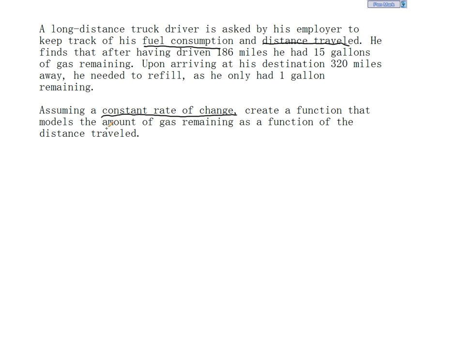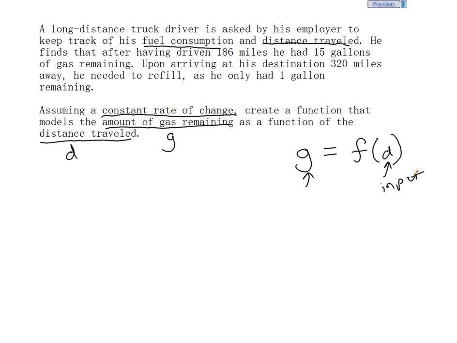Create a function that models the amount of gas remaining, we'll call that G, as a function of the distance traveled, D. Okay, so that means we're modeling G as a function of D. So if we think about this, what's our input, what's our output? Well, output is always a function of input, and so if we think about this graphically, on our output axis we're looking at gallons, and on our input axis we're looking at the distance traveled. So what do we expect?